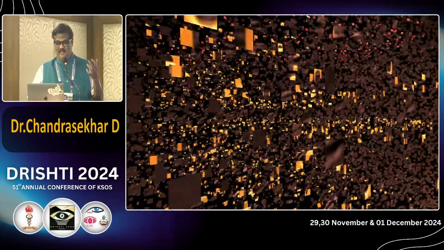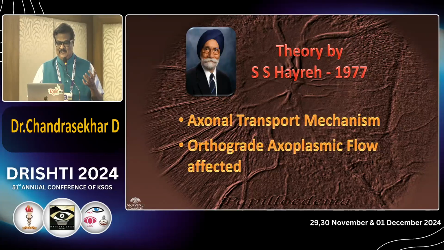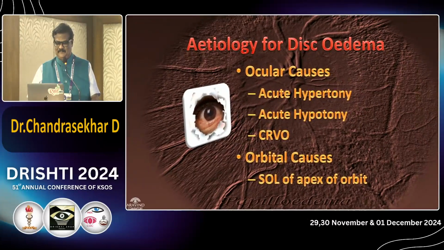But ultimately what is most accepted is from our own Sohan Singh Hayreh, who said it is the axonal transport mechanism: orthograde axoplasmic flow is affected, the slow component. So this is the pathogenesis of how papilledema develops.